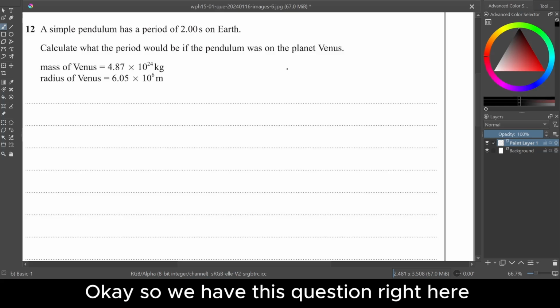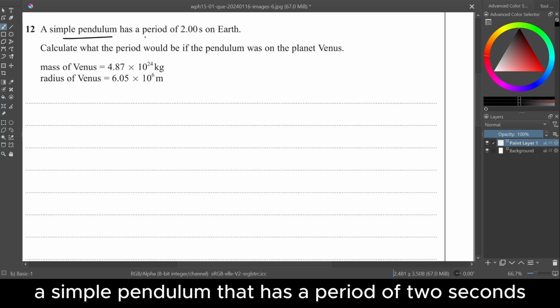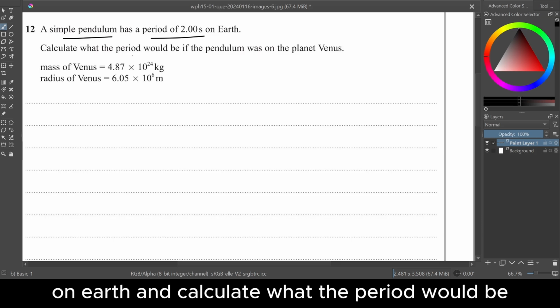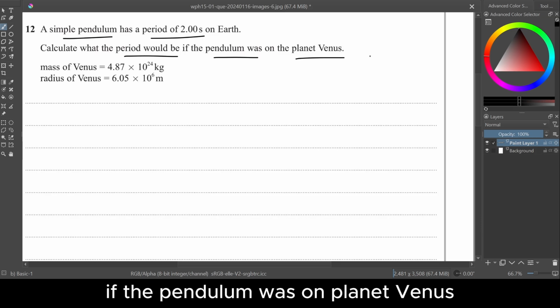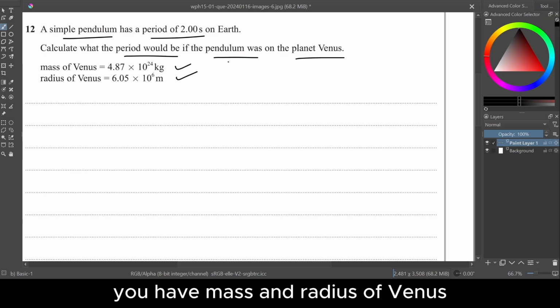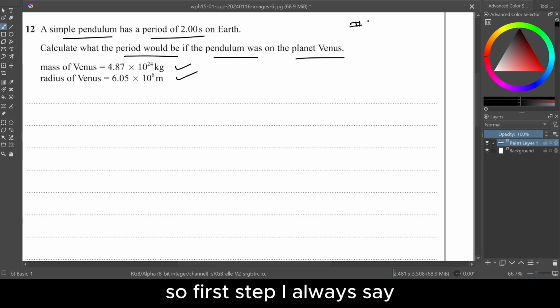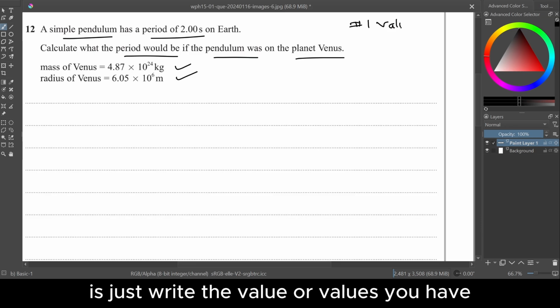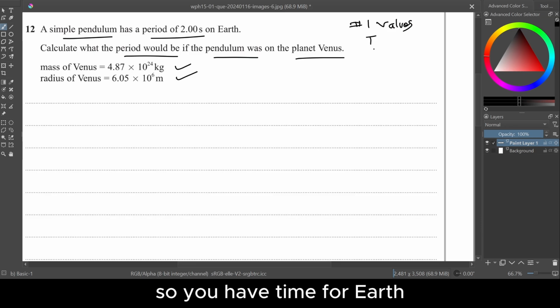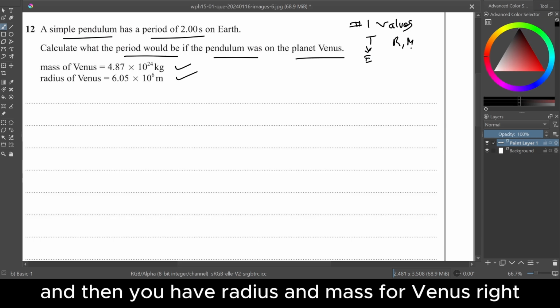Okay, so we have this question right here. You have a simple pendulum that has a period of 2 seconds on Earth, and calculate what the period would be if the pendulum was on planet Venus. You have the mass and radius of Venus. So the first step I always say is just write the values you have. So you have the time for Earth, and then you have the radius and mass for Venus, right?